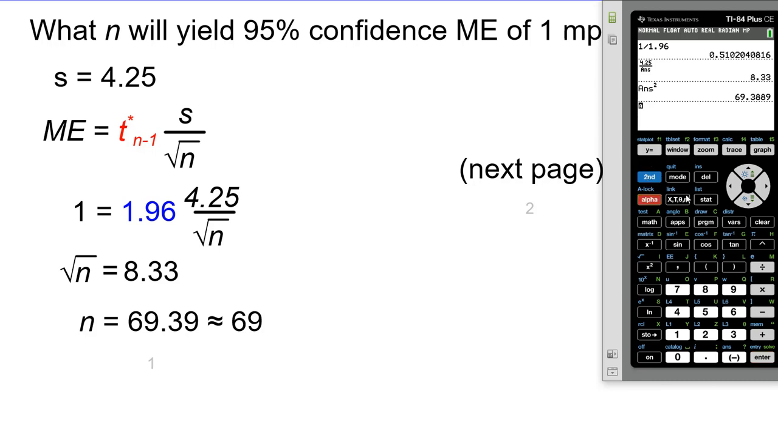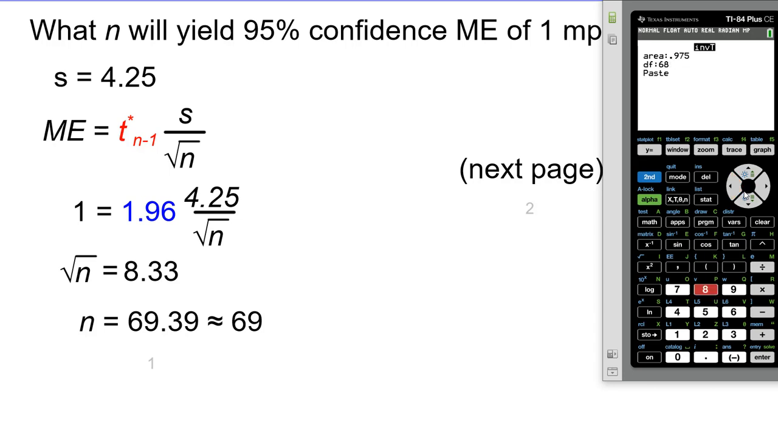We do that from going to second distribution, going down to the inverse t model. We want an area of 95% confidence, so I'm going to do 2.5% on both sides, so that'll be that value. Degrees of freedom, we said that would be 60. Okay, sample size is 69, so degrees of freedom would be 68.